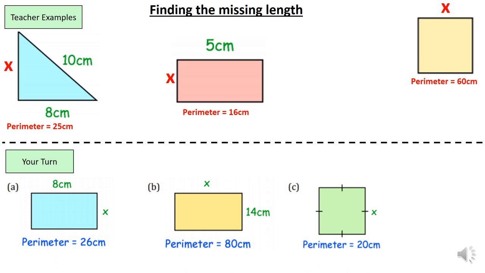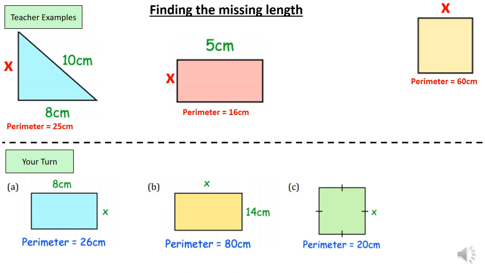Okay, now to start off, I want you guys to have a look at the 3 shapes in the teacher examples. Now I can completely understand there's a lot going on here. I will go through the top half and then I will ask you guys to do the bottom half as a practice or a warm-up, because this is continuing on from last lesson, which we started on perimeter.